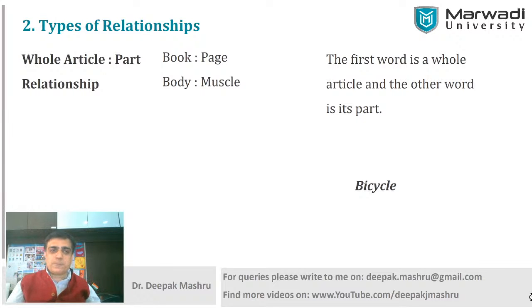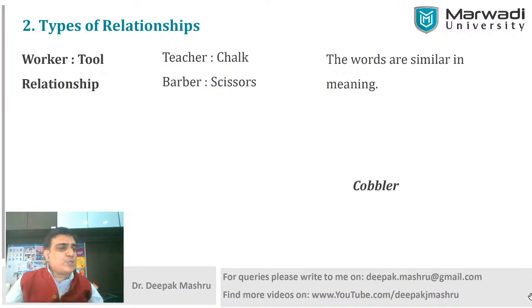Very good. Then worker and tool. That means one is a worker, the second word is its tool. Teacher is not a worker, but I have kept it over here, right? Teacher is chalk. That means teacher's tool is chalk. Nowadays, in this ICT enabled era, teacher is laptop. We can write, right? Otherwise, web developer is to laptop.